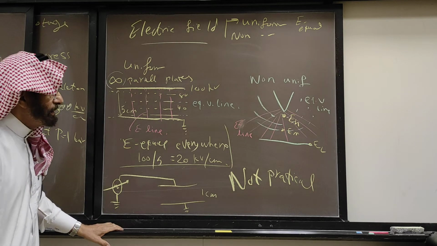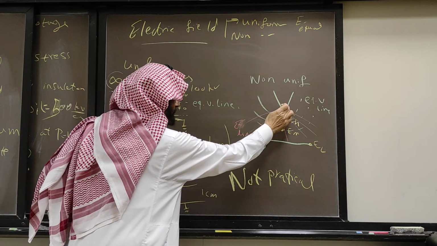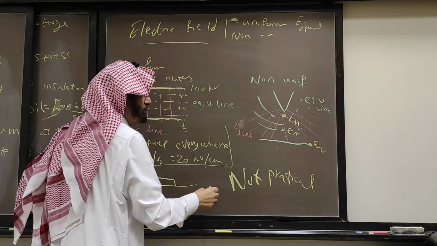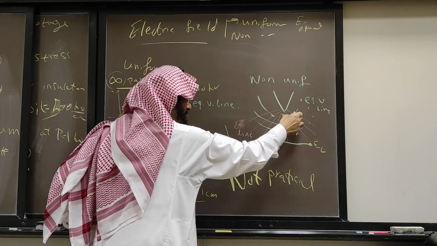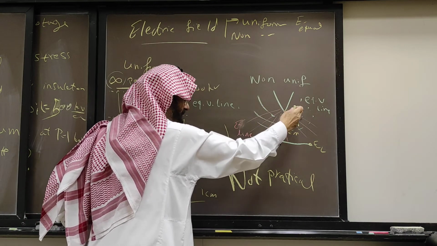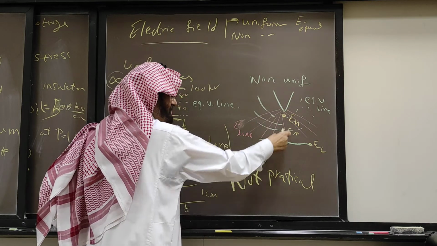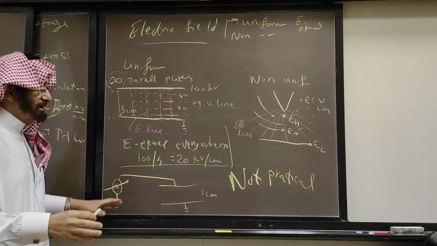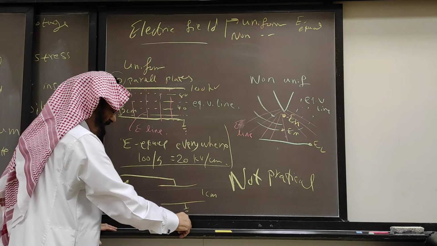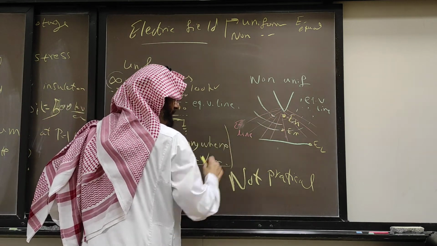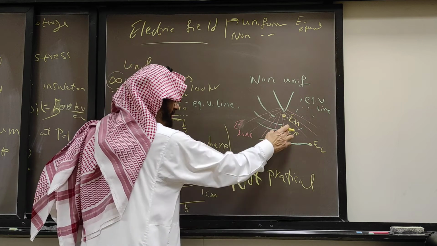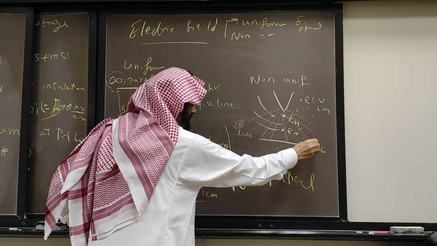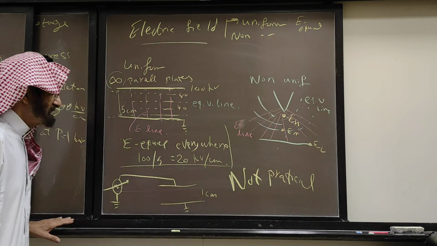Non-uniform is the opposite. If you have a rod to plane, a point-plane, this is the high voltage and this is the ground. If you draw the equipotential lines, as you will find in the electromagnetic course, the electric field lines will be perpendicular to them. For sure, when the electric field lines are close together, the electric field is high. When they are far away, the electric field is low. So here it is very high, here medium, and here low. This is the difference.